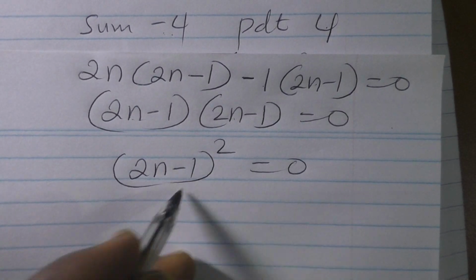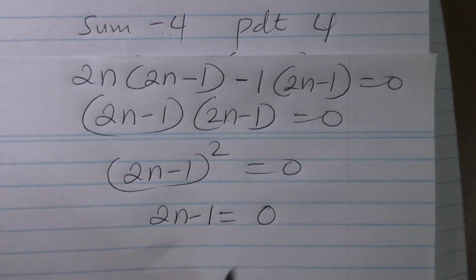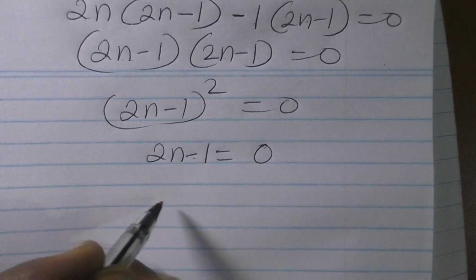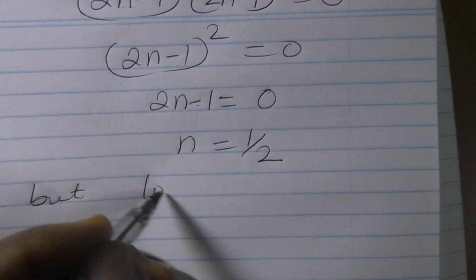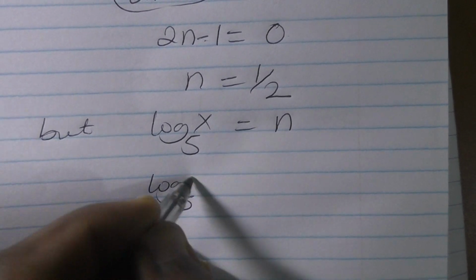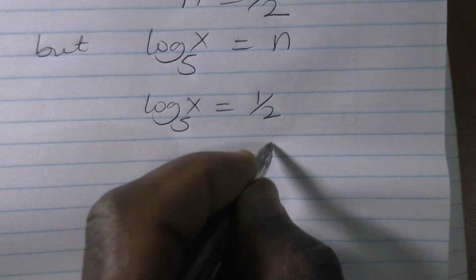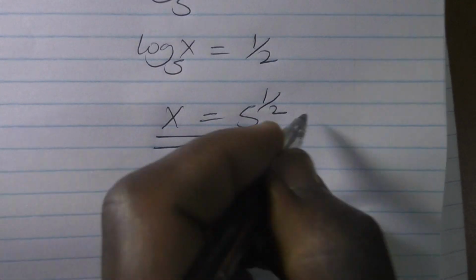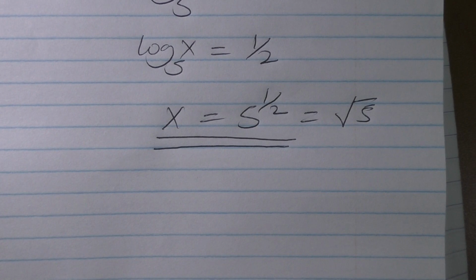We get the square root. Square root of 0 is 0, so it gives us 2n minus 1 equaling 0. And therefore we take this one, we get n as a half. But remember, our log of x base 5 was equal to n. Therefore, log of x base 5 equals a half, meaning that x equals 5 power half, which is the same as root 5. So that is our value for x.